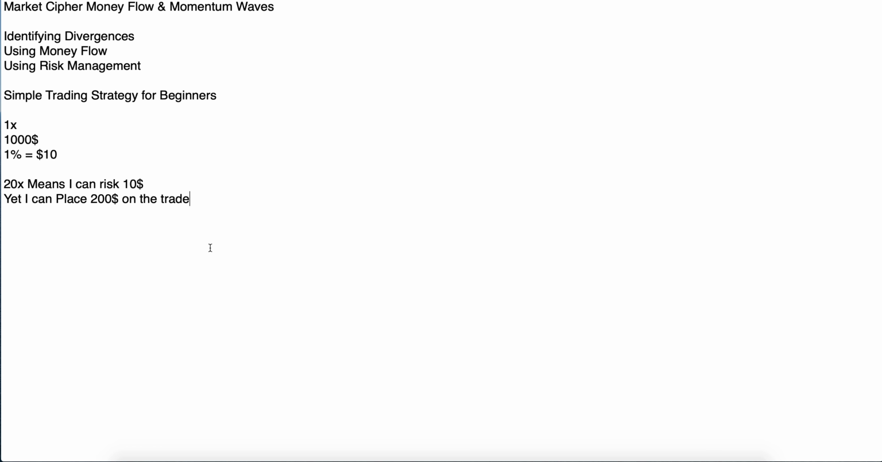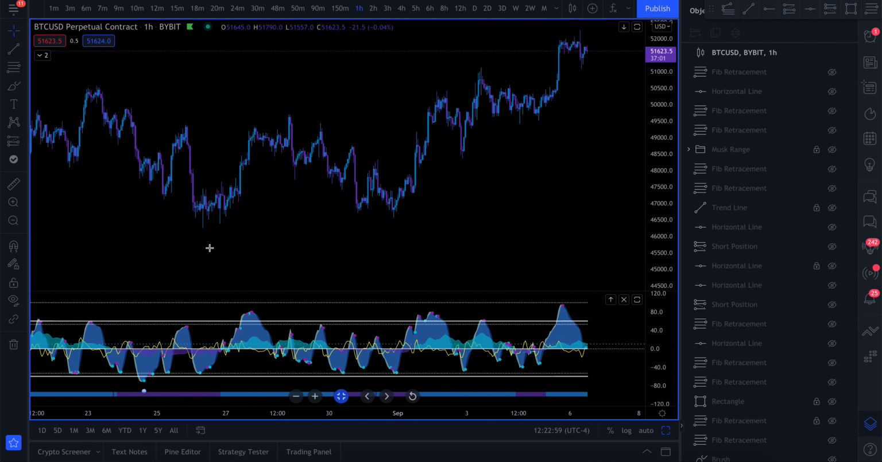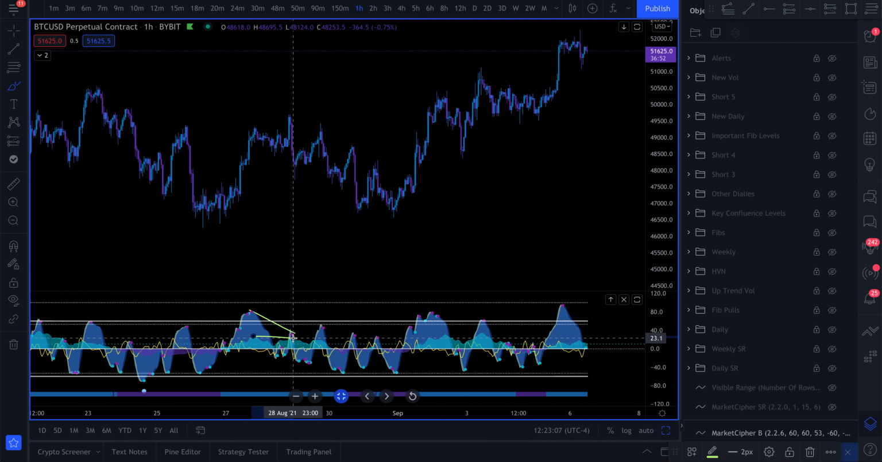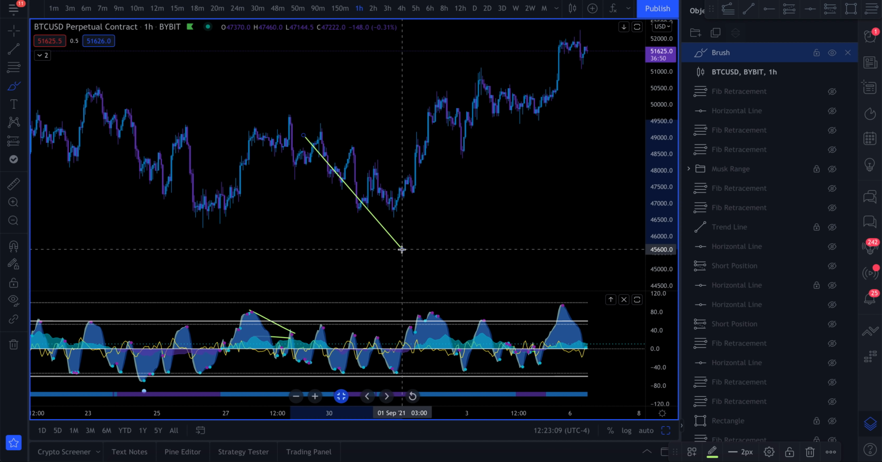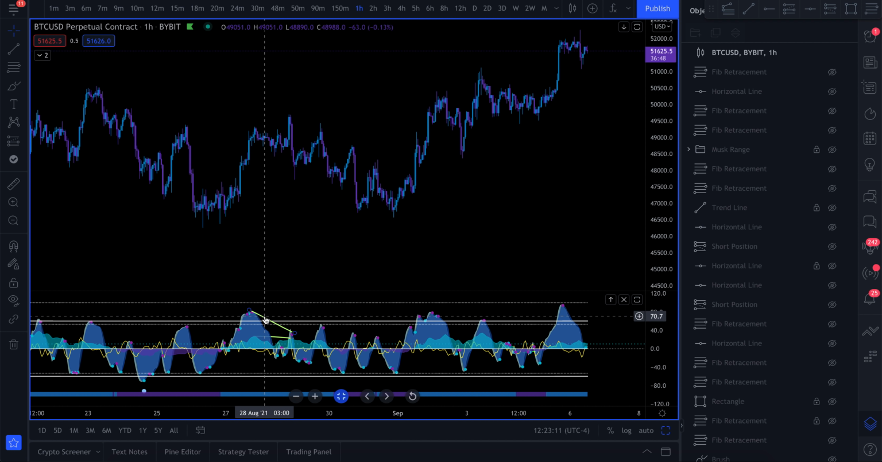But for me, I use 25x, 30x leverage because my entries are really good. The better you can get your entry, the higher the leverage you can use, because if there's a divergence of both momentum waves and money flow, the probability that price is just going to tank from there is very high.